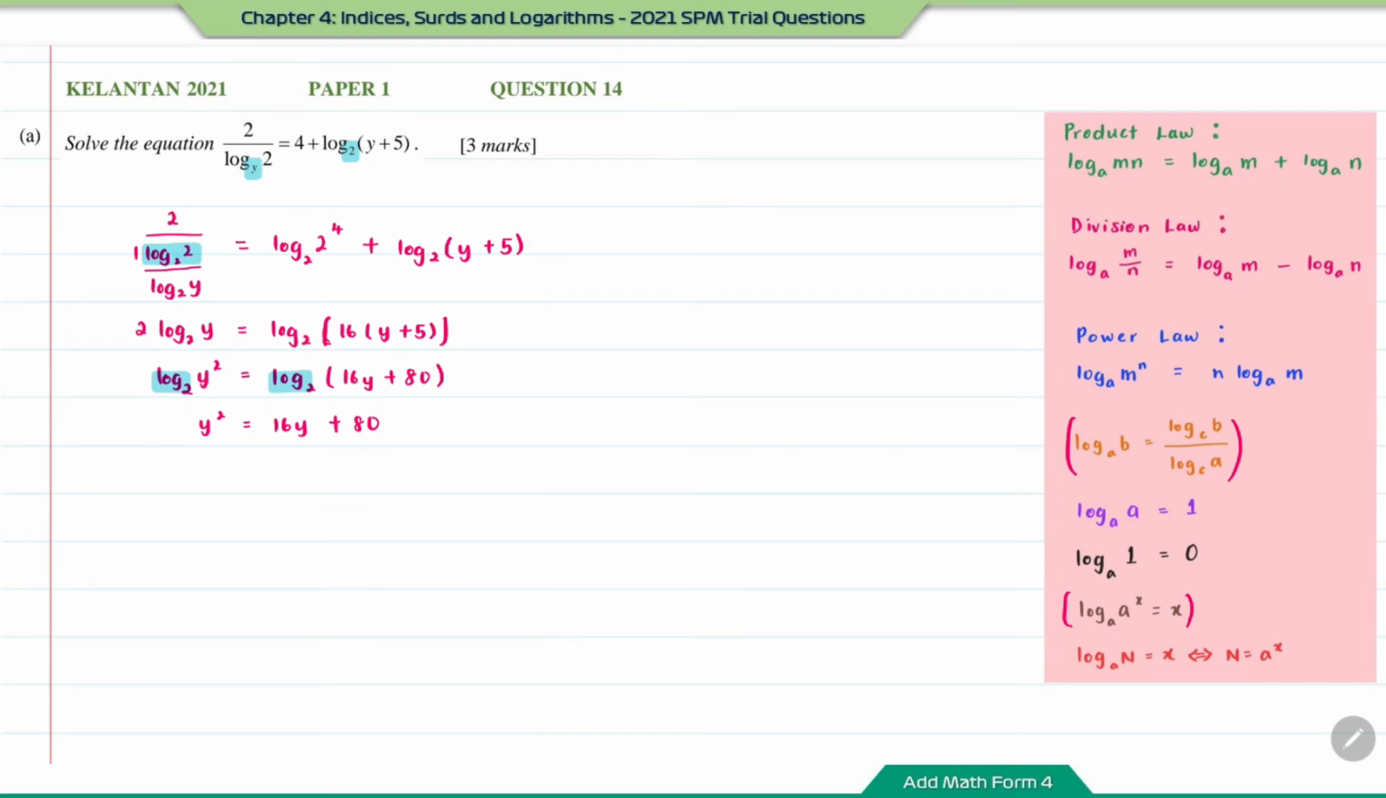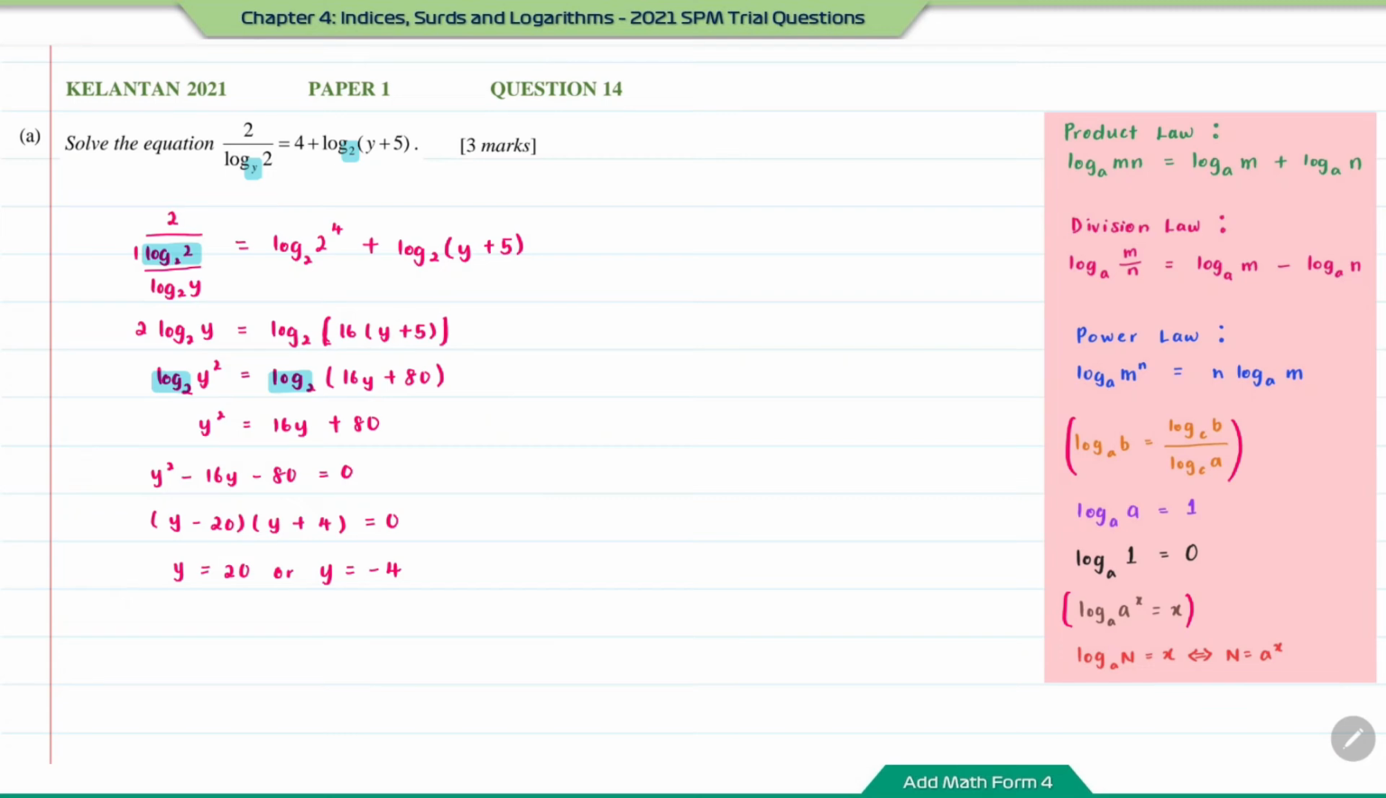So this is a quadratic equation as well. So move everything to the left hand side. So y squared minus 16y minus 80 equal to 0. So next, factorize this. Then you're going to get y minus 20, another one is y plus 4. So here you're going to have y is equal to 20, or y is equal to -4.